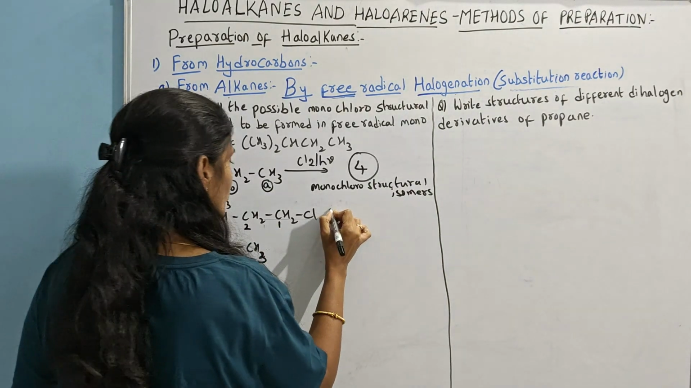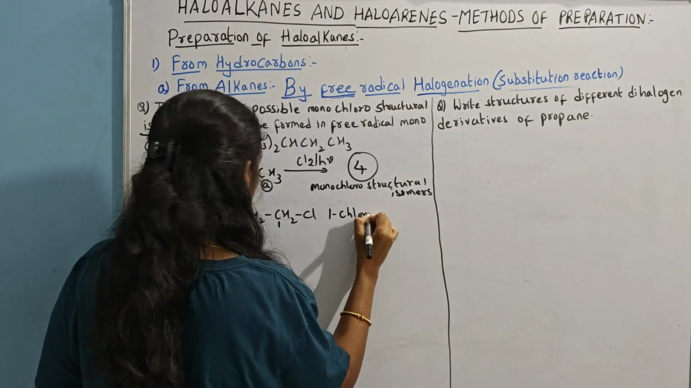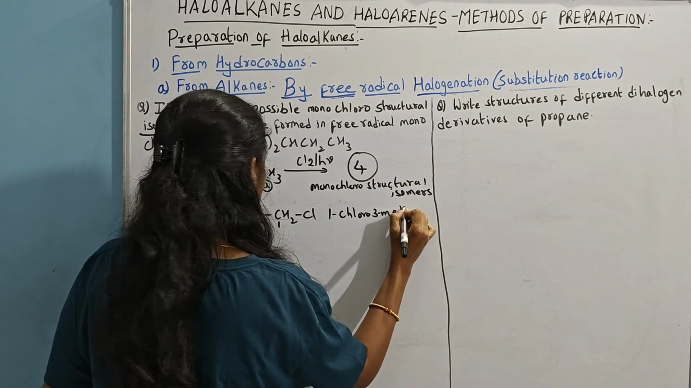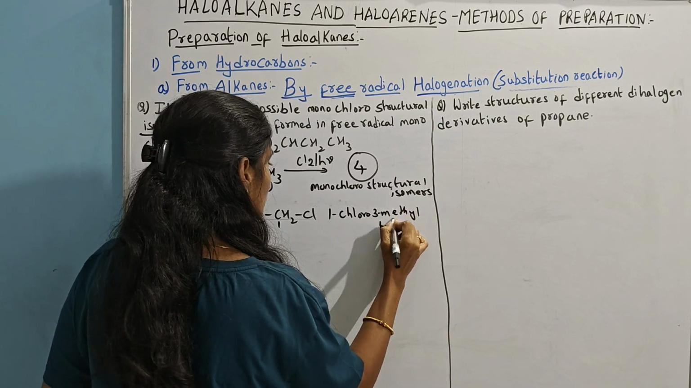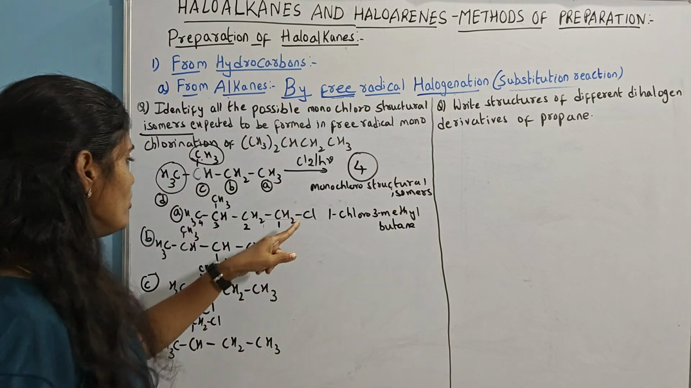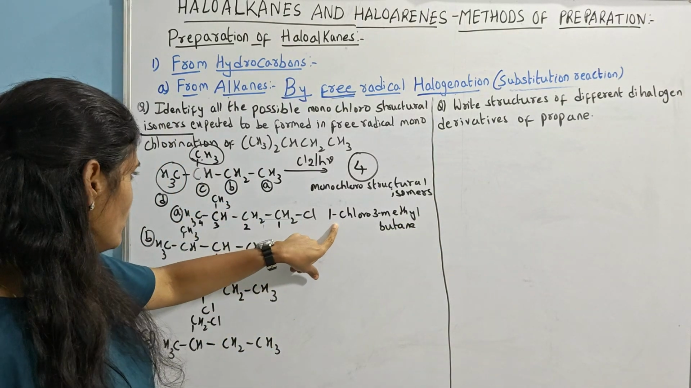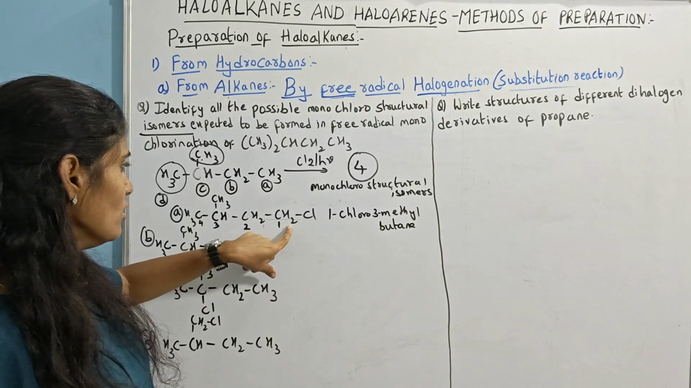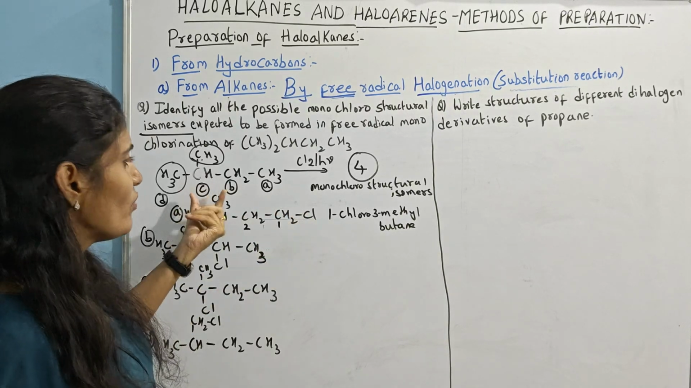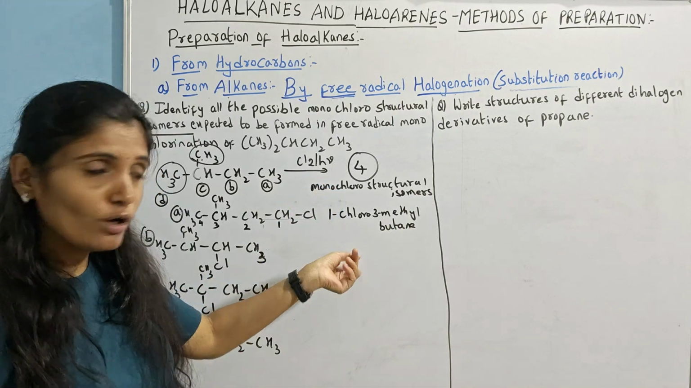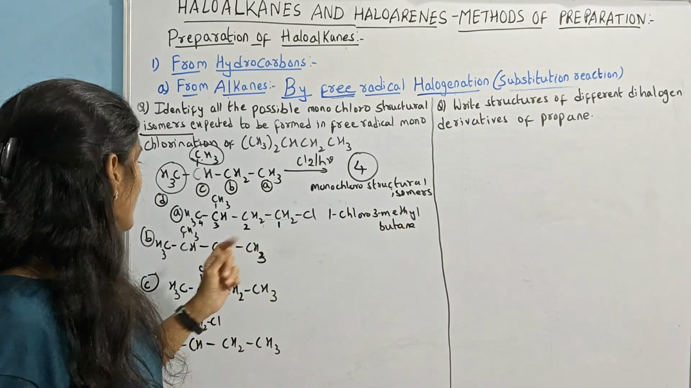Okay, 1 chloro, 3 methyl butane, because my main chain has 4 carbon atoms. And first, what should I write? First I should write the substituent. So what is my substituent here? I have chlorine as a substituent and methyl as a substituent. I'll go with the alphabetical order. So 1 chloro, 3 methyl butane.